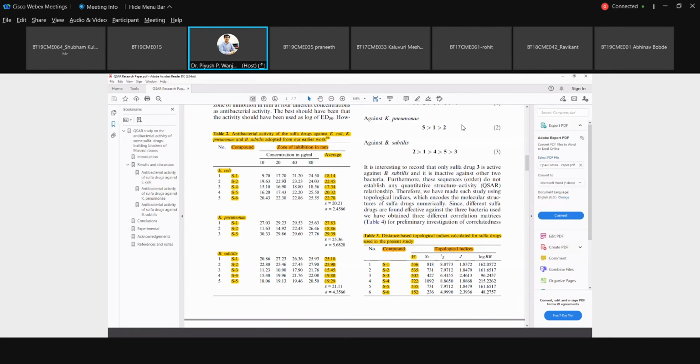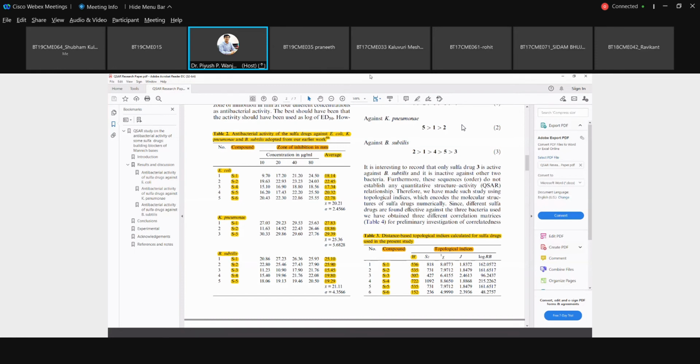But if you want to tell me, what is the unit of the activity value here? Millimeter. Yes, the activity value is measured in terms of a zone of inhibition, and the values are in millimeter. So you might wonder how these kinds of activity values can be in a unit of length, how it can be in the format of millimeter.